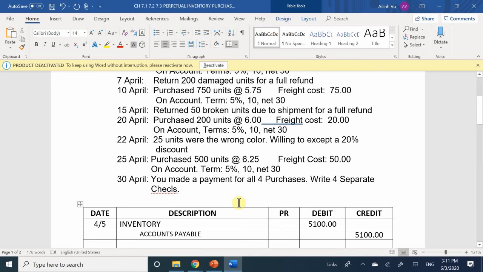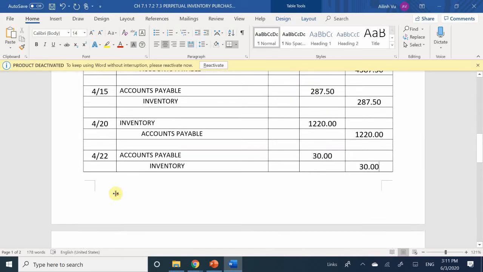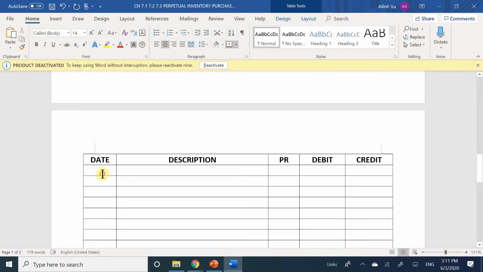So what happened on the 25th of April? Purchased 500 more cups at 6.25 plus 50 for freight. 3,175. Hold on. My wrist is stuck. Okay, there you go. You're on the 25th, right? That's correct. We're on the 25th.